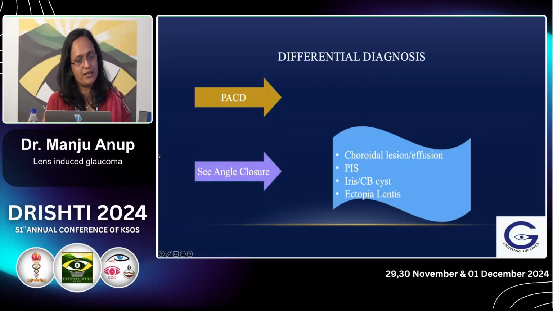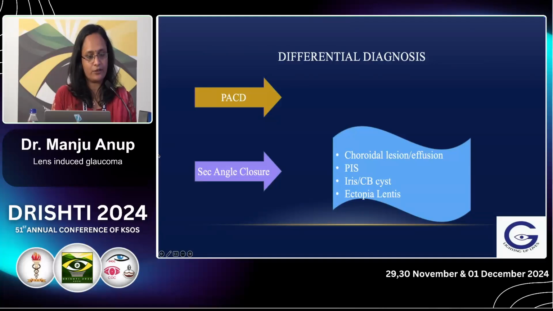So the differentials you have to consider are primary angle closure disease and secondary angle closure, which may be due to choroidal lesion or effusion. Maybe you have to rule out a plateau iris, iris or ciliary body cyst, and ectopia lentis.